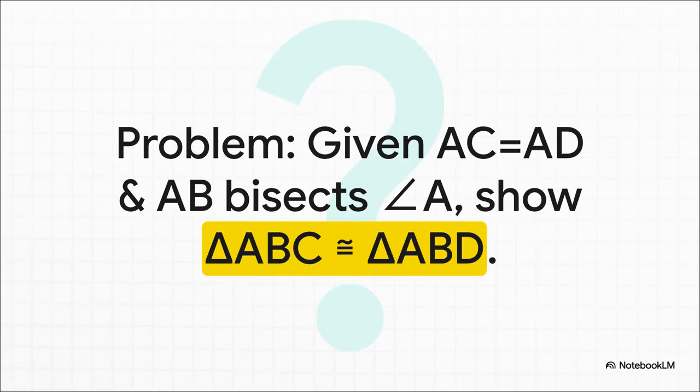Okay, here's the question, straight from your textbook. We have this shape, ACBD. The problem tells us 2 things. First, that side AC is equal to side AD. And second, that the line AB cuts angle A exactly in half. Our job is to prove that the top triangle, ABC, is congruent to the bottom triangle, ABD.